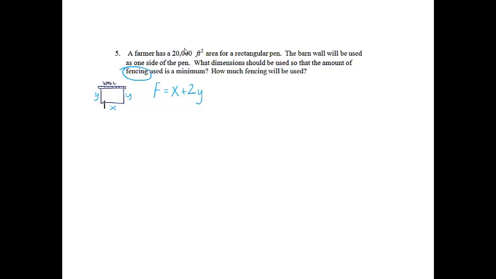My side trip is going to deal with this 20,000 feet squared. I notice that this says feet squared, which has to do with area. The area of this rectangular pen, since it's a rectangle, is just length times width, so it will be x times y. They did tell me that the area was 20,000. I can solve for either x or y. It looks like it would be most convenient to solve for x. So I'll divide by y, so I'll get 20,000 over y is equal to x. I now will substitute that up into my fencing equation. So I'll have 20,000 over y plus 2y.